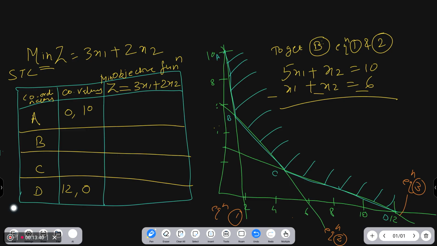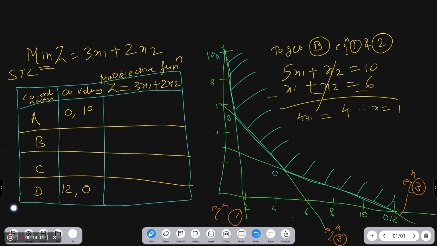Can I cancel this term? And here 5x1 minus x1 is 4x1, is equal to how much? 4. Listen, 4. Therefore x1 is equal to 1.